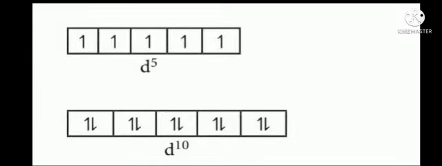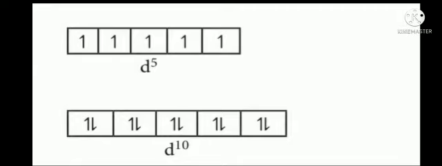Next, let me discuss d orbital. Here, d orbital with d5 and d10 configurations. d5 is a half-filled configuration, d10 is a completely filled configuration. Hence, these two have symmetrical distribution. Hence, half-filled and completely filled configurations are more stable than partially filled configurations. It is explained for d orbital.